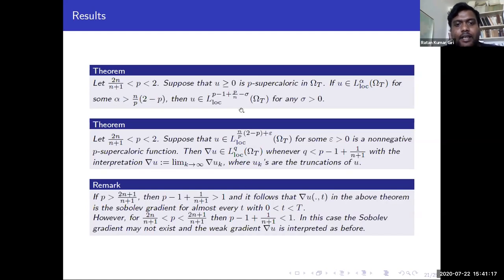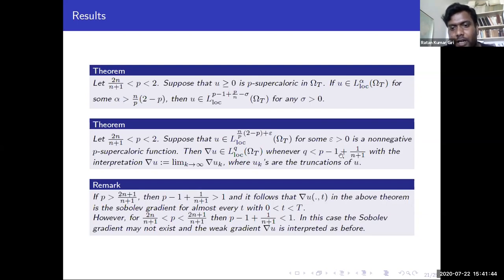It says that if you have a non-negative supercaloric function and if it belongs to L^alpha, where alpha is bigger than this magical number, then we have this integral. And we have obtained this magical number from our construction of the pool. And the gradient term belongs to L^q whenever q is less than this exponent.